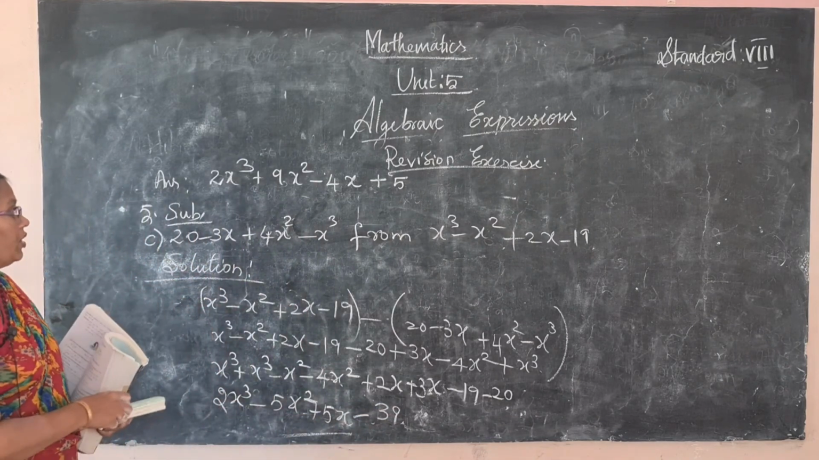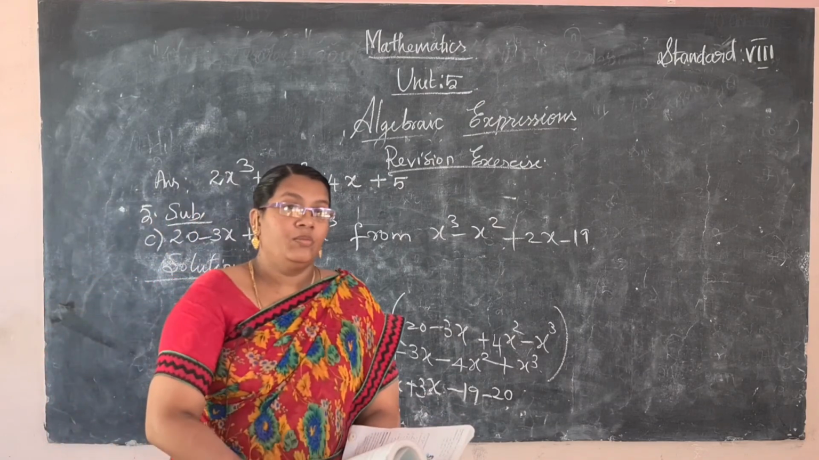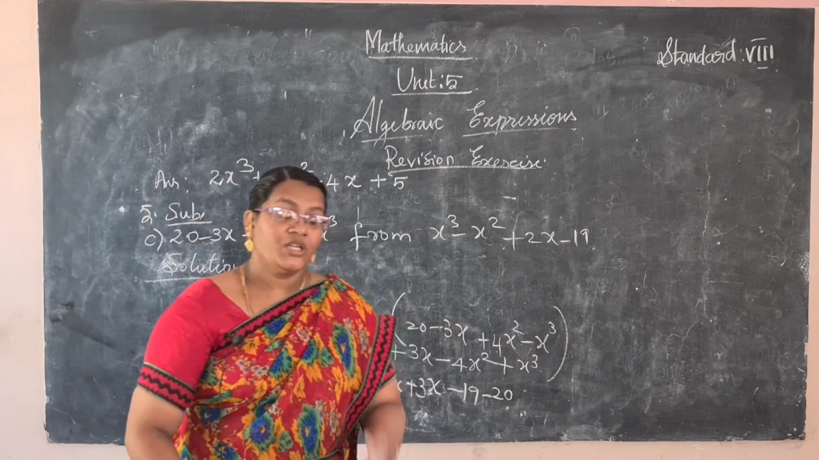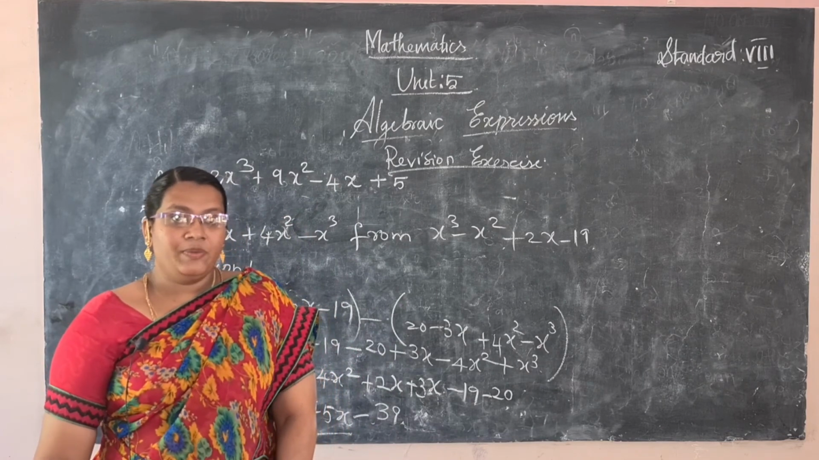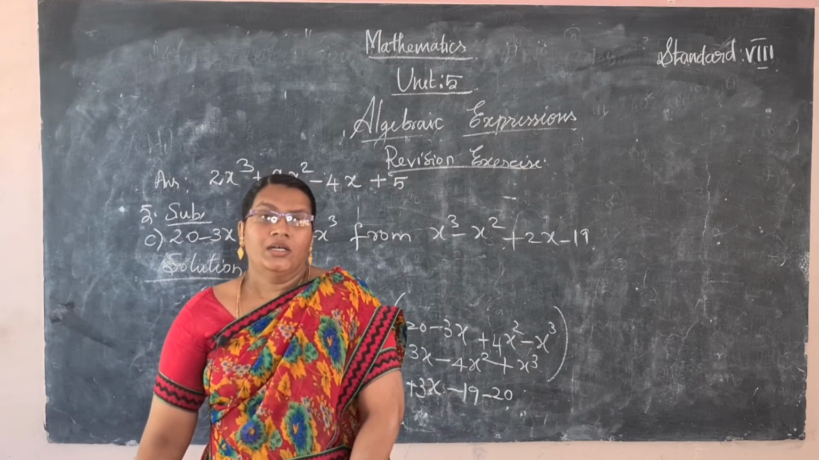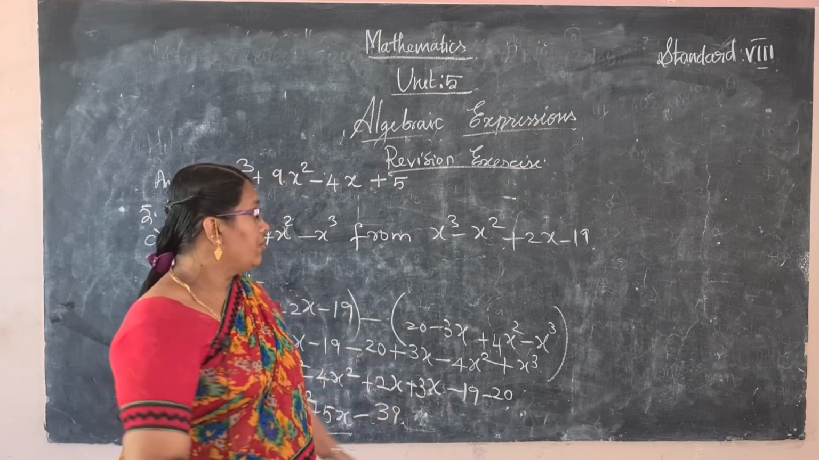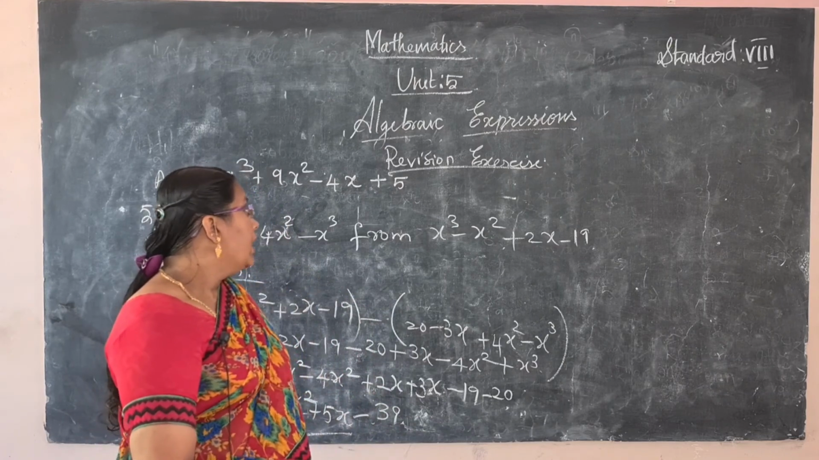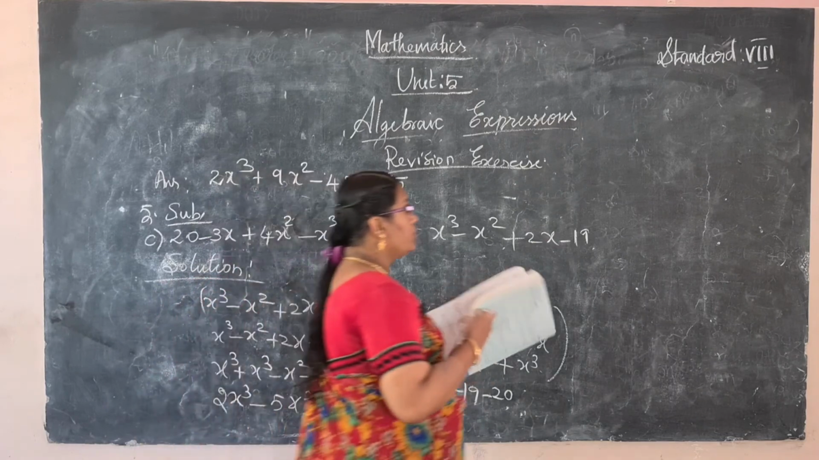I hope you all understood today's concept. What did we learn today? Today we learned about algebraic expressions, constants, variables, terms, degrees of an algebraic expression, like terms, unlike terms, and addition and subtraction of algebraic expressions. Also you have seen the revision exercise. So homework is on that side. Everyone should complete it.